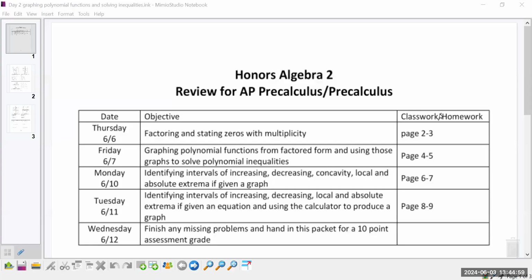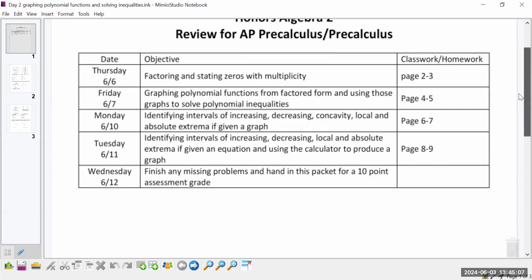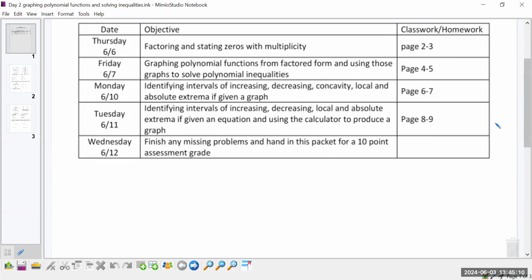In this video, I will be graphing polynomial functions from factored form and then using those graphs to solve polynomial inequalities. Let's do a little bit of review from the work we did together in Unit 2, Topic 2, Polynomials.